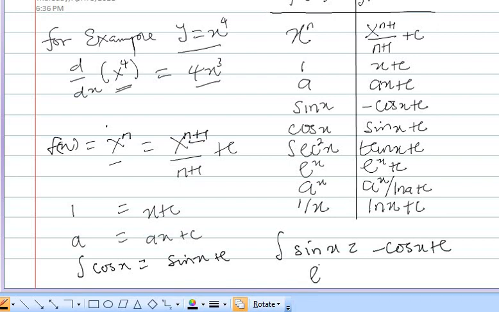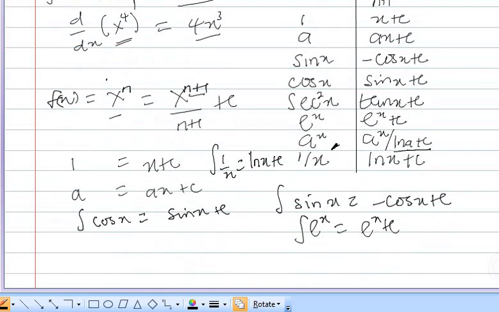And then if you have the exponential of x, the integral of this should be e to the x plus c. And if you have the integral of 1 over x, it is equal to ln x plus c. And for this, if you have the integral of a raised to the power of x, it should be a to the power x over ln of a, plus c. So this is how it goes. We are going to use the formulas to solve some problems. So let's proceed.